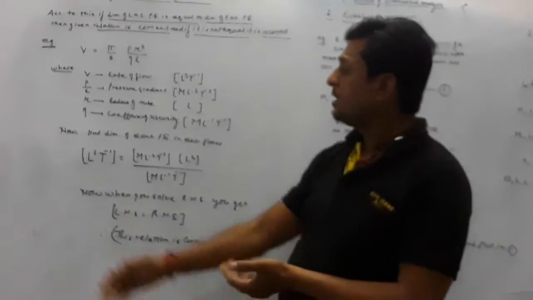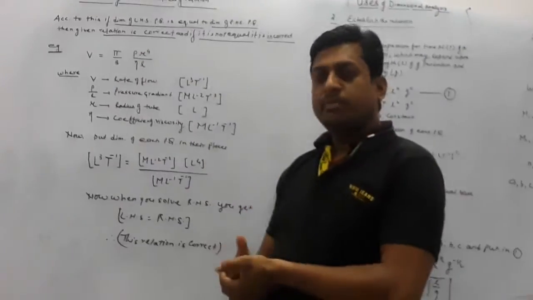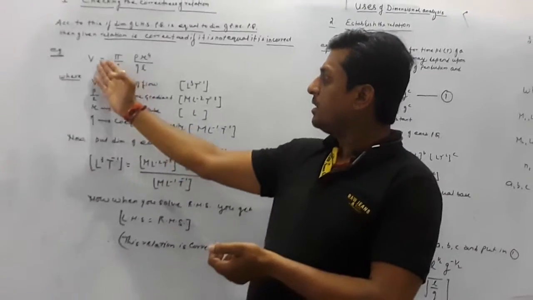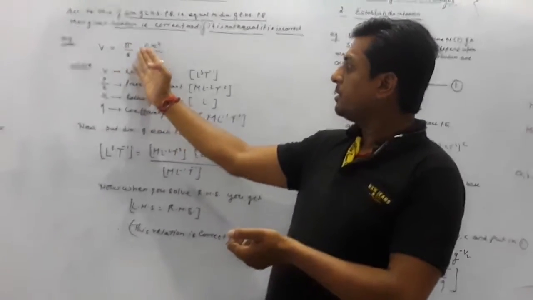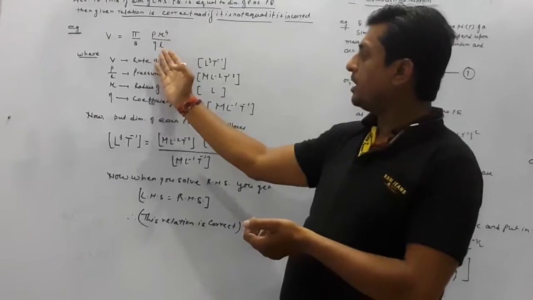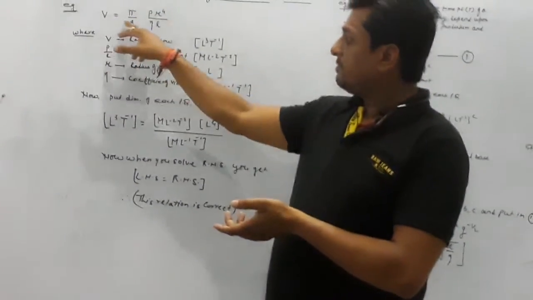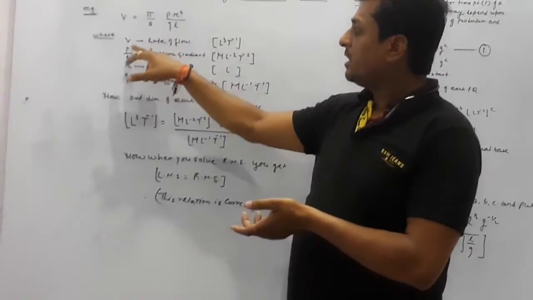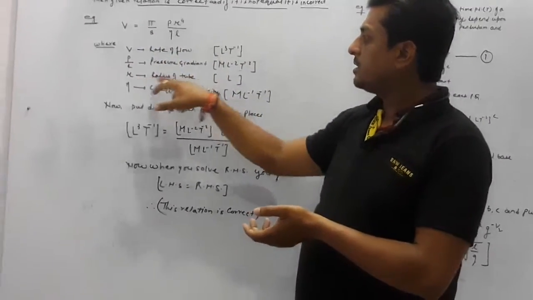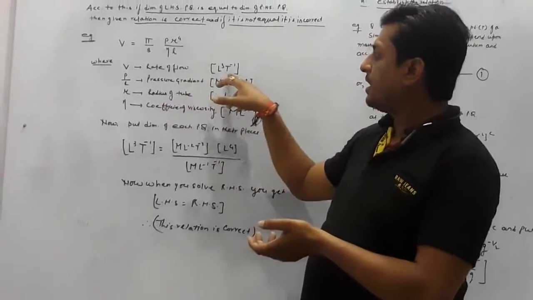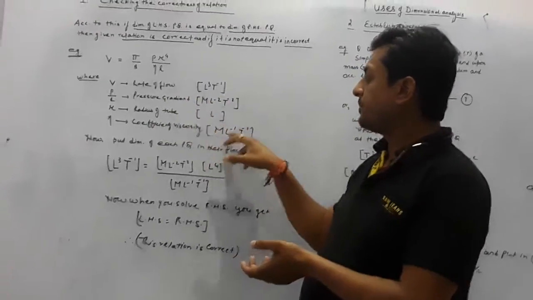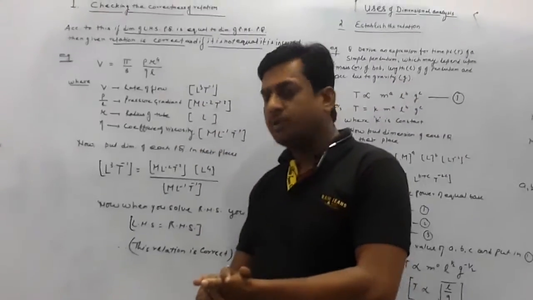In that sense, I have taken one example here, one formula: V equals pi by 8, P R power 4 upon eta into L. In this particular formula, whatever physical quantities are used here, it is written what its meaning is, and in front of that its dimension is also written. In the next step, what will we do?